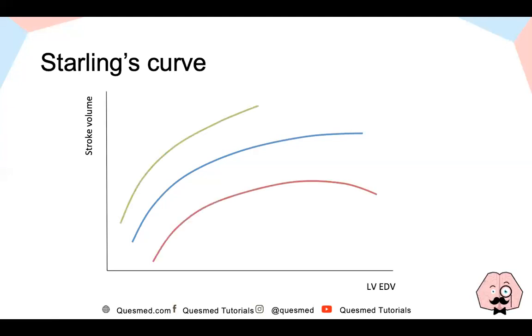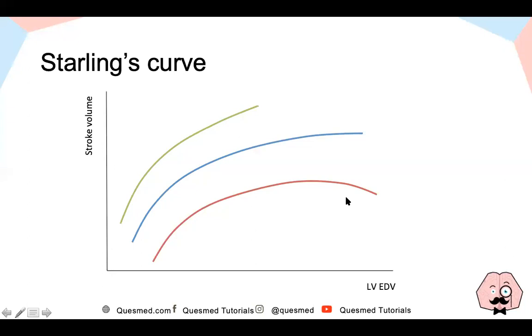Having said that, there are a couple of lines that we need to think about. This red line here is in a failing heart. Once we get past this point of the heart beating really well and ejecting a good volume of blood and having a big ejection fraction, that's when the sarcomeres start to become too stretched and the muscle is overstretched and it can't bring itself back to the volume that it was to begin with. And that's what we see here.